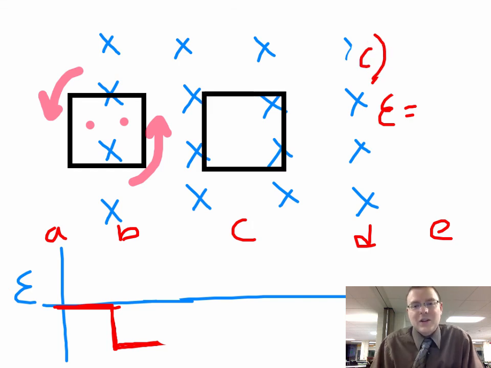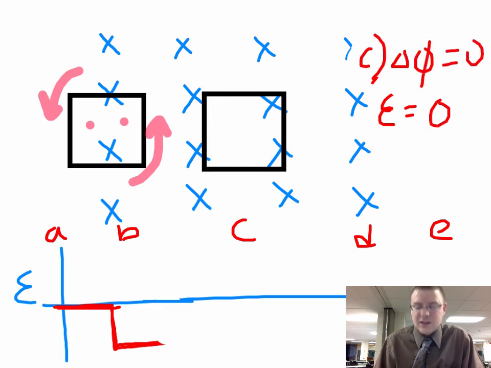Let's look at it when it gets to section C. There is magnetic flux now, but the flux isn't changing. So with a change in flux equal to 0, that means there's no induced voltage again. The current stops in the loop and it's used to the magnetic flux now. So when we get over to section C, we're back to 0 voltage.